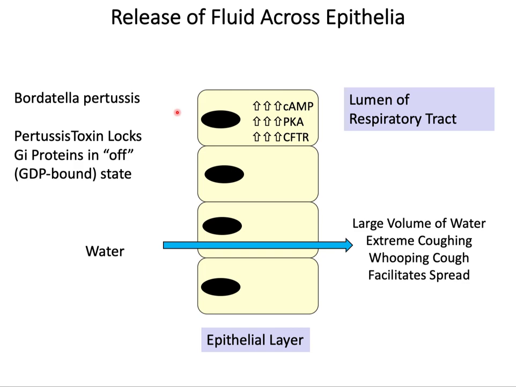So just take a moment to think about this. If you cannot turn on the Gi heterotrimeric G protein, then you cannot turn off the adenylyl cyclase, because it is the inhibitory G protein that turns off or inhibits the action of adenylyl cyclase. So the outcome is an increased intracellular concentration of cyclic AMP, which in turn causes increased activation of protein kinase A and increased activity of CFTR, and then of course a large volume of water across the epithelial layer into the respiratory tract, producing the characteristic whooping cough.